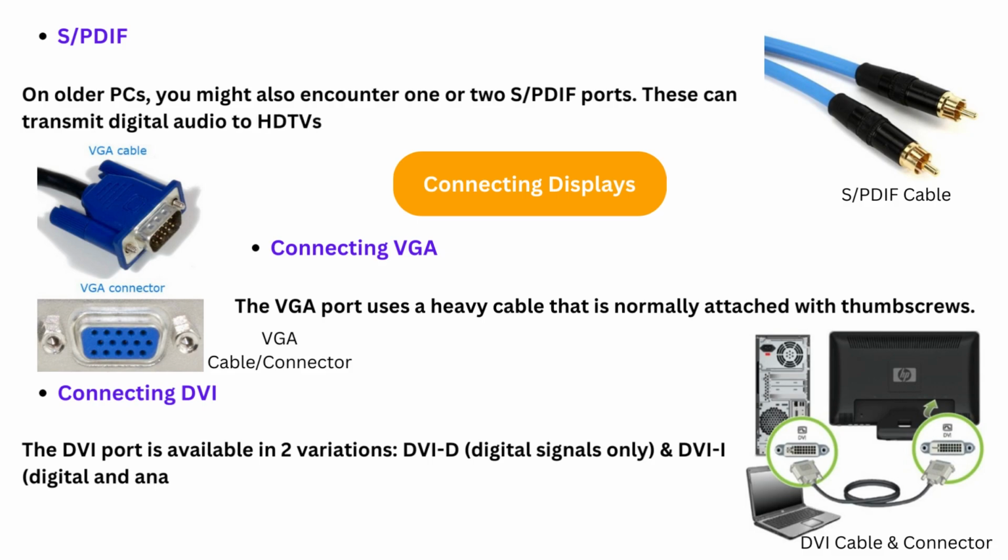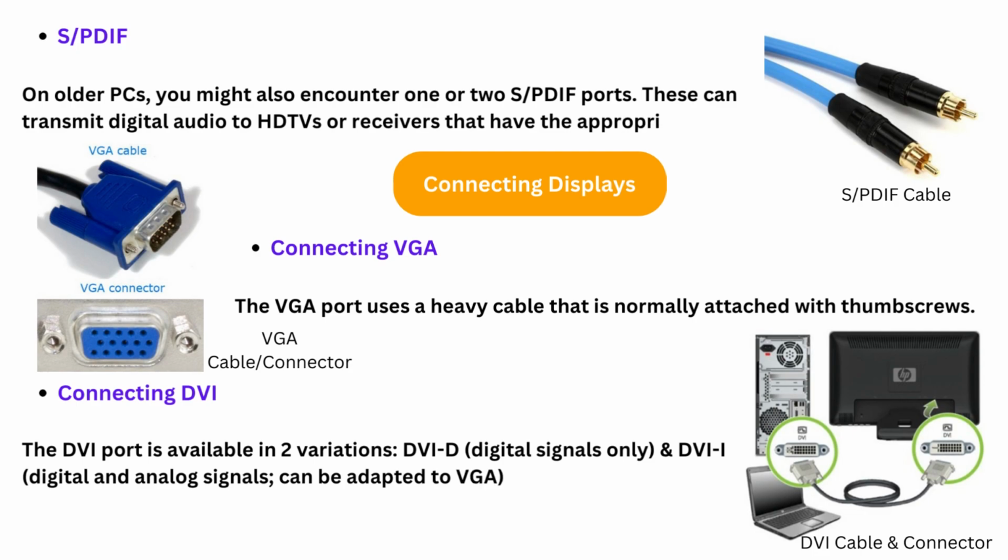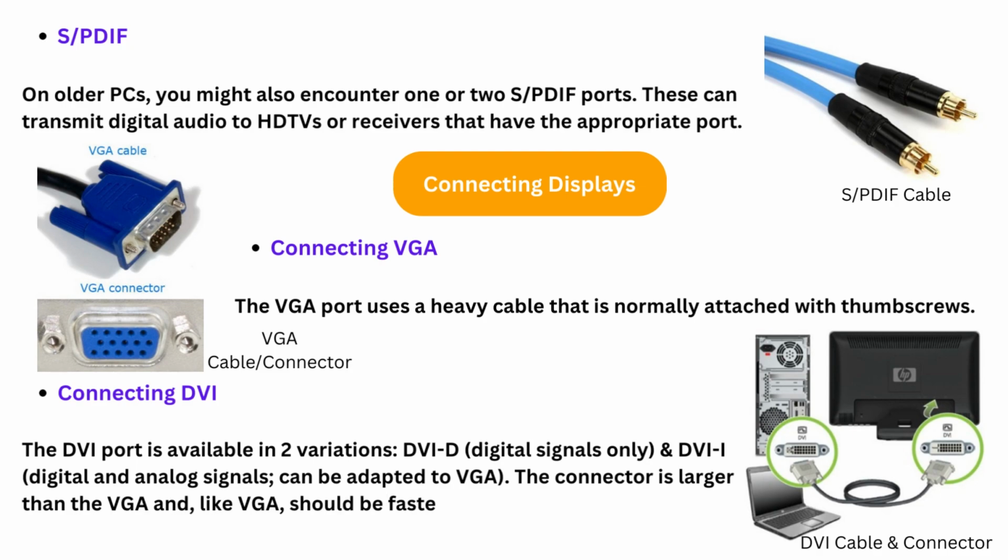Connecting displays. Connecting VGA. The VGA port uses a heavy cable that is normally attached with thumb screws. Connecting DVI. The DVI port is available in two variations, DVI-D, digital signals only, and DVI, digital and analog signals, which can be adapted to VGA.